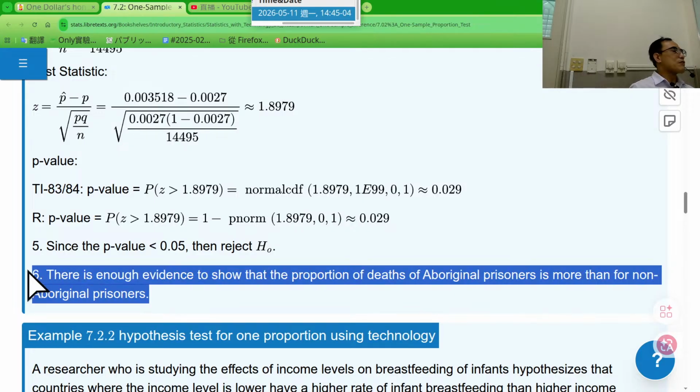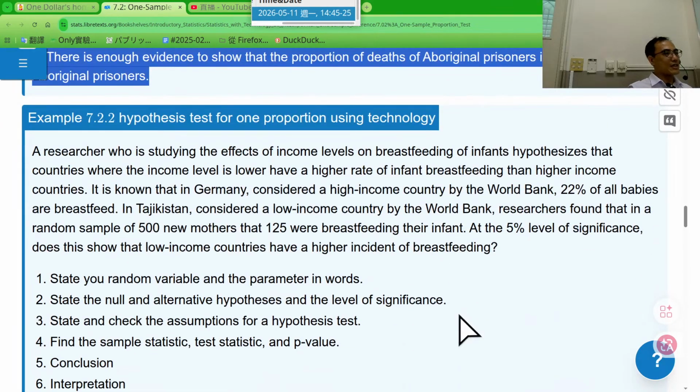Maybe something is wrong in the prison. I don't know, I didn't know that. But with this kind of calculation, maybe the Australian government should take care of those people. Maybe their death rate is abnormal. It's not usual. Okay, let's check the next question.